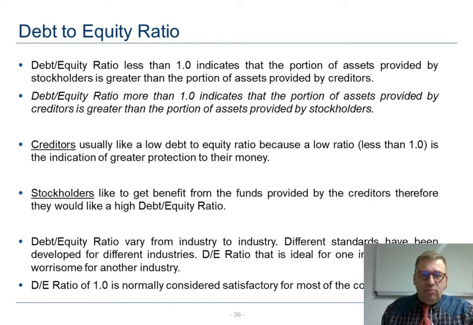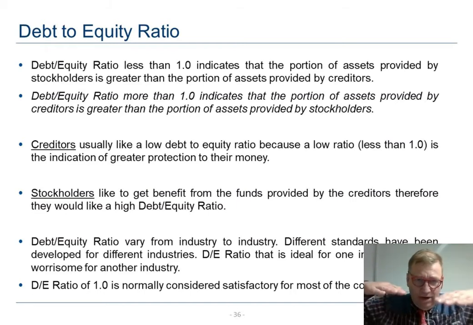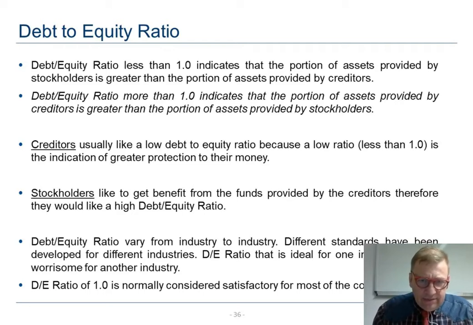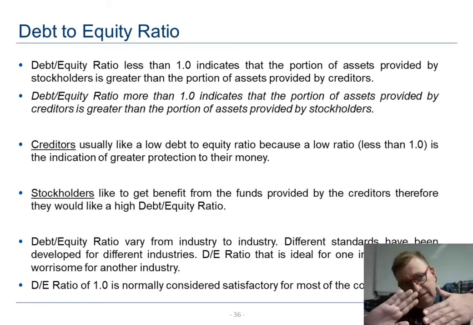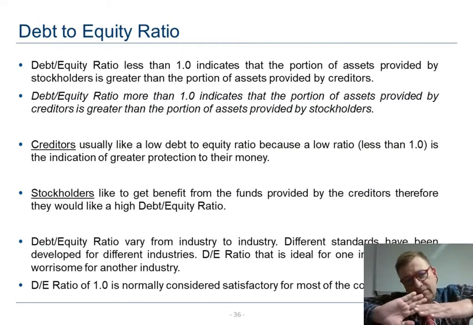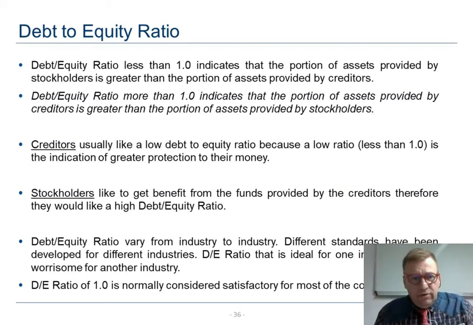And that equity ratio more than 1 indicates that this portion of assets provided by creditors is greater than the portion of assets provided by stockholders. So 1 would be equal. Creditors usually like a low debt to equity ratio because a low ratio, below 1, is the indicator of protection of their money, because the equity somehow, we could say, covers the debt. So if you are interested in how the debt is covered, it's covered by equity.